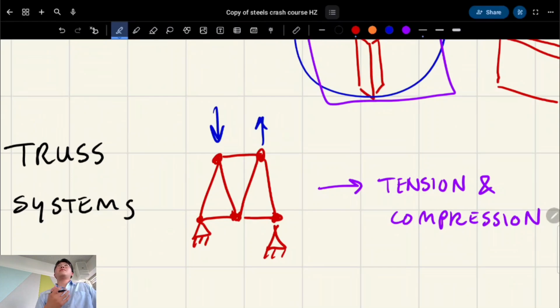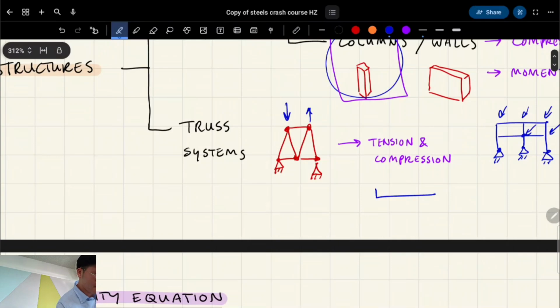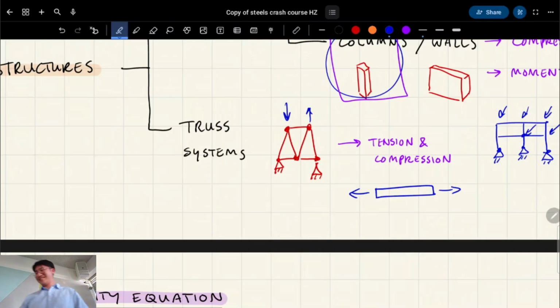And the idea is that with trusses, ideally you want them to only take on axial tension and compression. Tension is when you pull something apart. So tension is like this. Compression is like squashing it together, essentially.